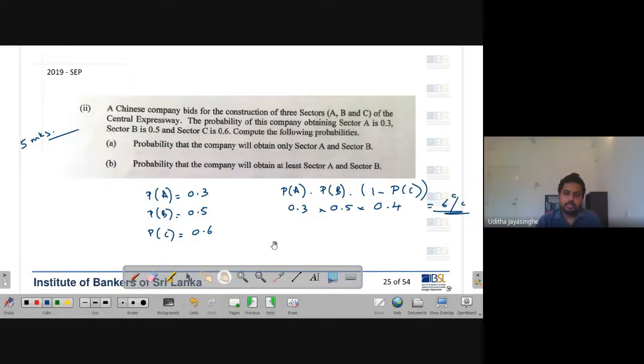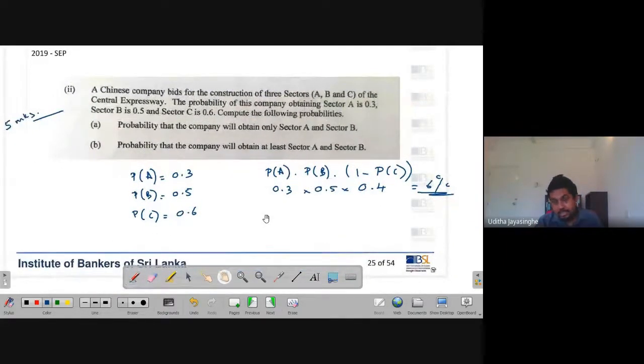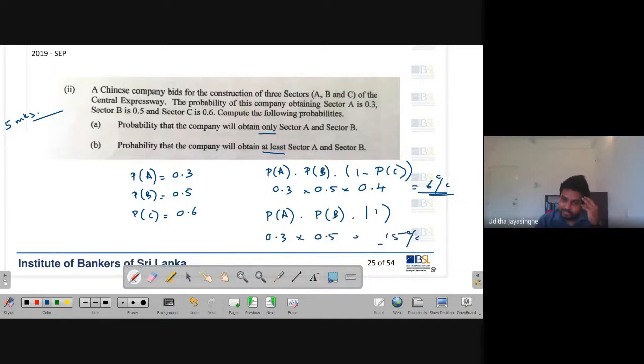Second part, probability that the company will obtain at least, look at the wording carefully, at least sector A and sector B. If that is the case, we're talking about PA, PB. What about PC? We don't care. Why? At least sector A and sector B. About sector C, we don't really care. It's 1 times 0.3 times 0.5. This is 15%.